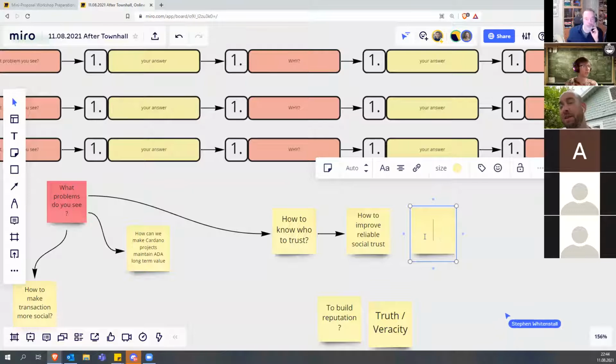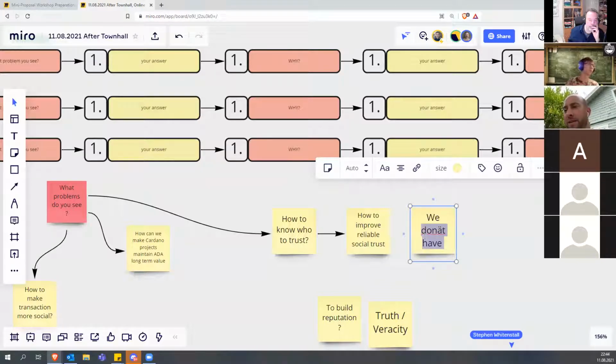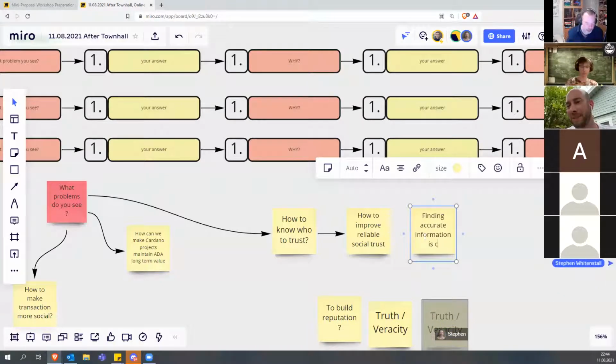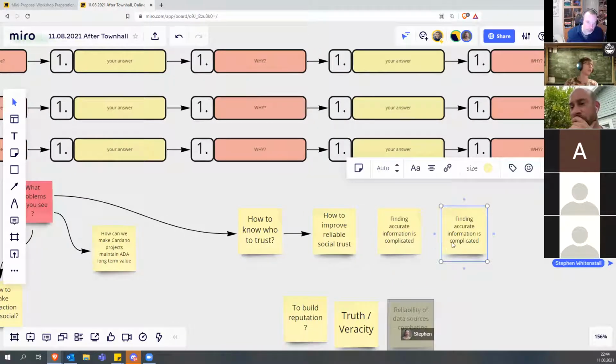To me, the reason I added that first post-it is it's about finding accurate information so that you can know the true state of the world, like news or data. Basically combating misinformation. Finding accurate information is complicated and takes a lot of time.